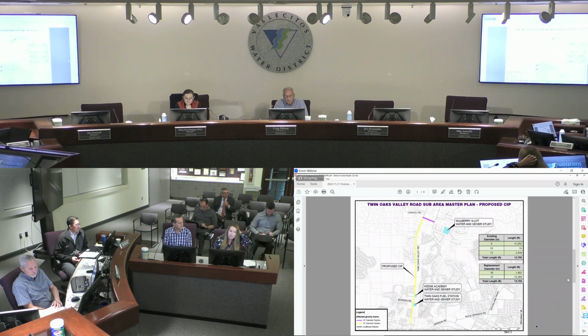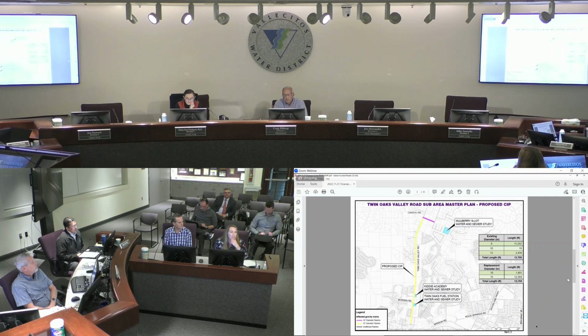So we're working with applicants on 3 development projects. Shown here is the Mulberry 9-lot single-family housing project, the Kitty Academy, and the Twin Oaks Fuel Station project. We prepared water and sewer studies for each of these 3 developments within this sewer basin. And the studies determined that this existing Twin Oaks sewer main is at or over capacity for current sewer connections.